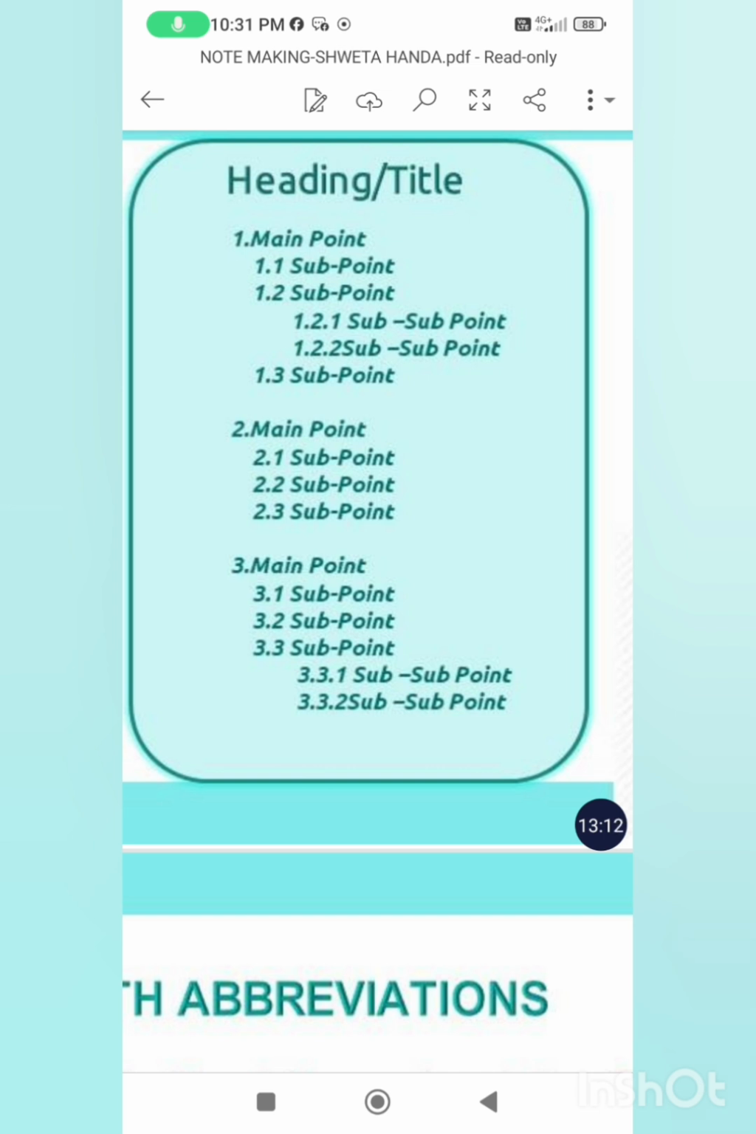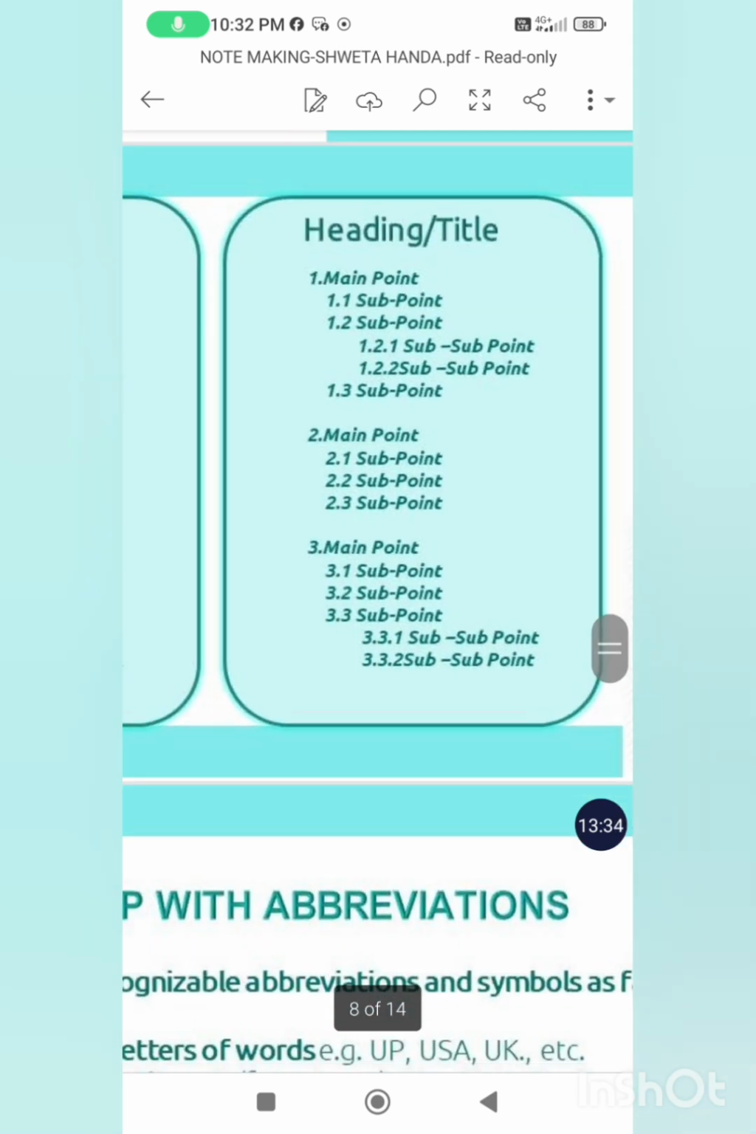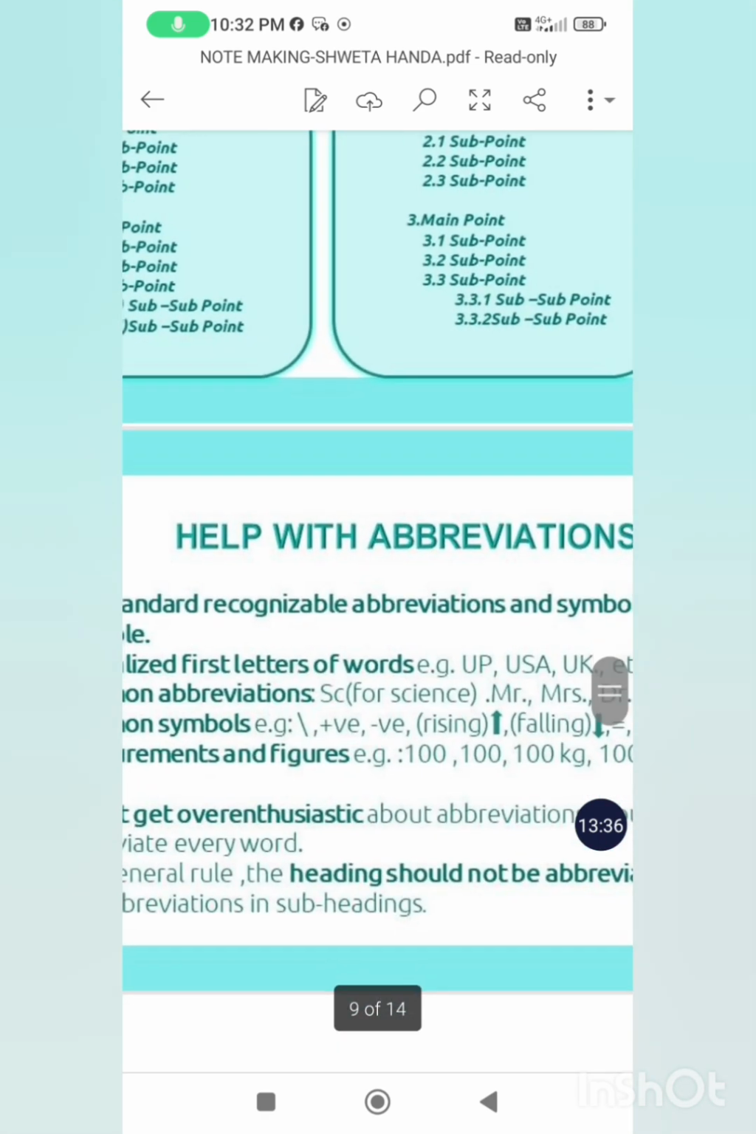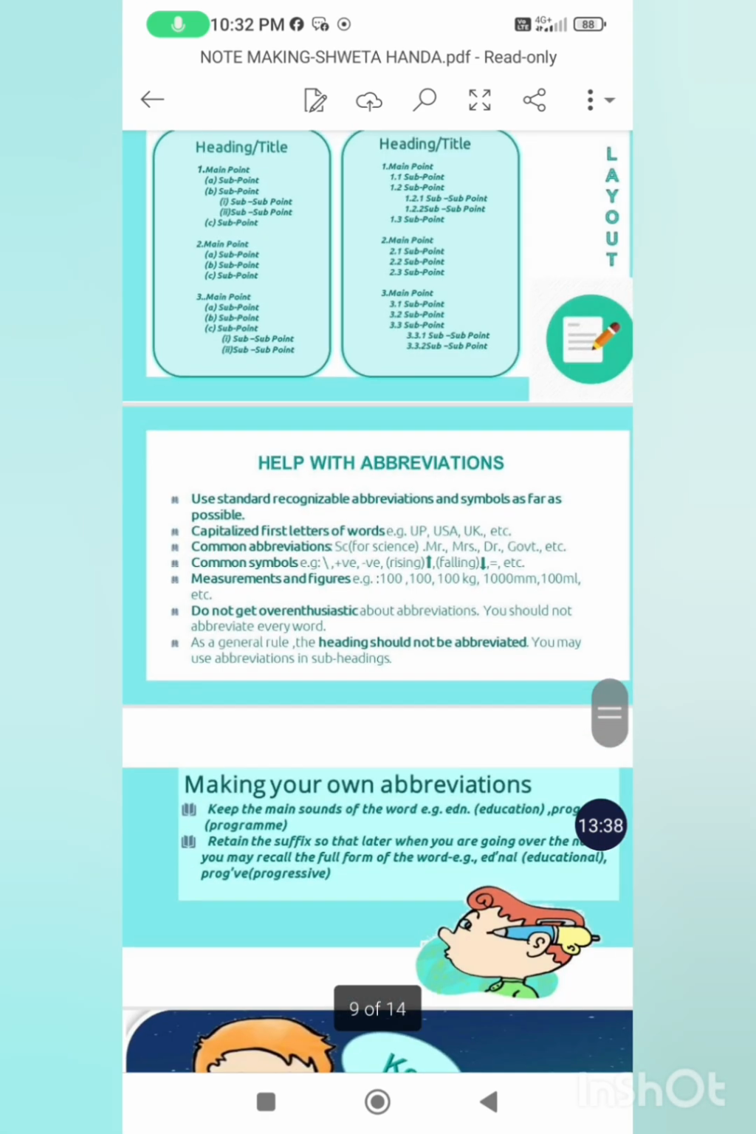1.1 is the division of the first point, basically you would be elaborating the first point. And 1.2 is another sub point, and 1.2.1 is the further division of 1.2. Clear? So you would be elaborating upon 1.2. Is that clear? Is that making sense? I hope it is, because we have discussed it in the class as well.